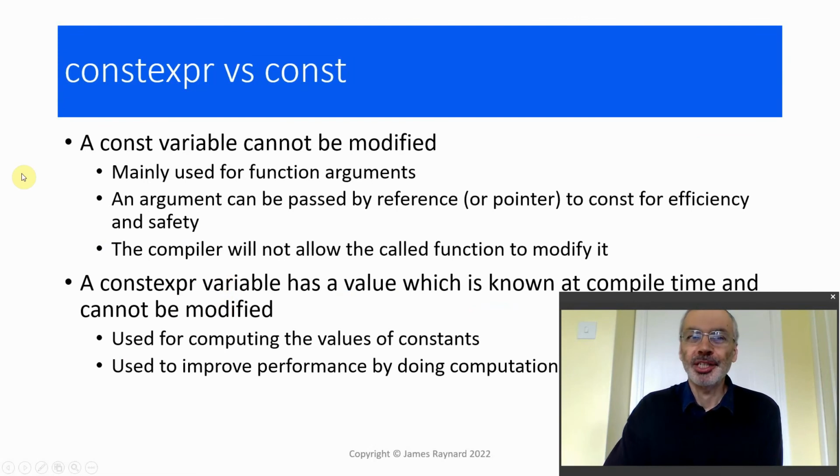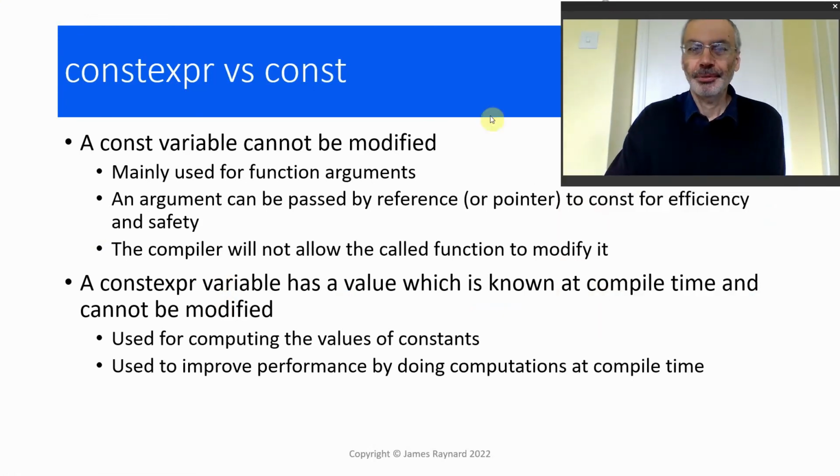So what are the differences between being const and being constexpr? A variable which is const cannot be modified, and this is mainly used for function arguments. We pass an argument by reference to const or pointer to const for efficiency and safety, and the compiler will make sure that the function cannot modify the argument. If we have a variable which is constexpr, this means the value is known at compile time and cannot be modified. And we use that for computing the value of constants. And this is useful because we can improve performance by doing calculations at compile time instead of when the program runs.